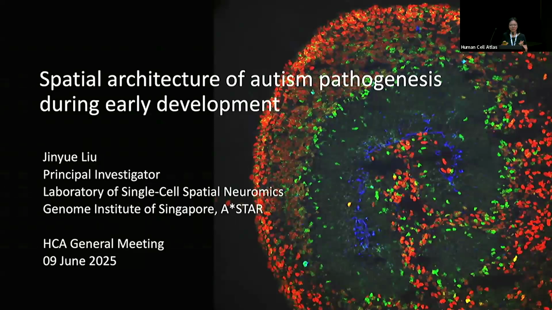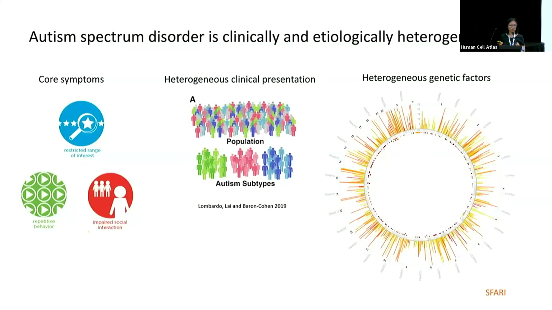Hi, so my name is Jinyue, and I'm from the Genome Institute of Singapore. And my lab is interested in understanding the processes that regulate the birth and death of cells in the human brain. And today I'll be sharing with you some of our unpublished work using autism spectrum disorder as a case study. Now, almost everyone here in this room would have met someone who has autism.